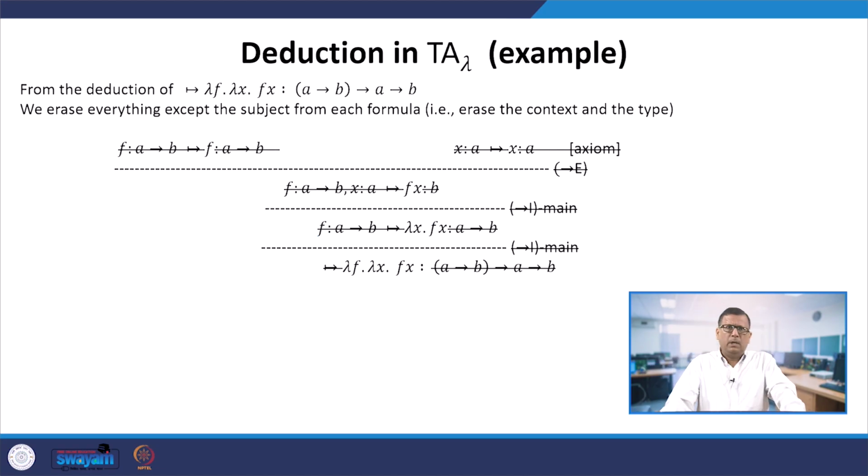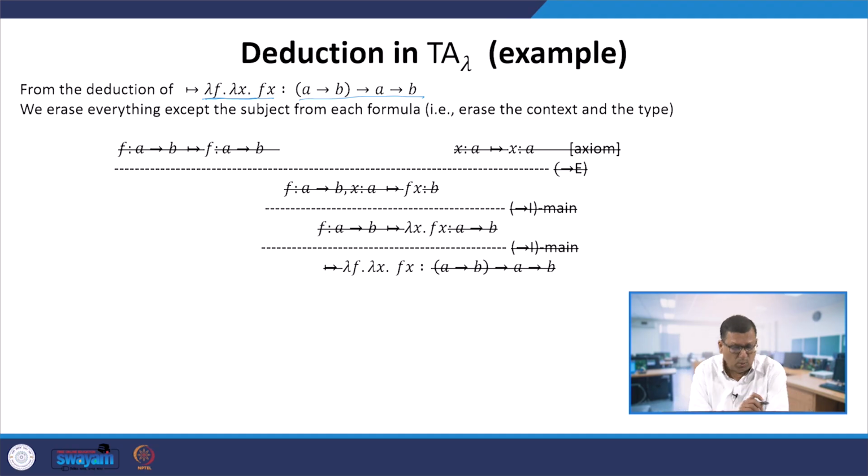Recall that we were trying to understand the relationship between the structure of a deduction in TL lambda and the tree structure of a term. That means if I have a term where the context is empty, m has type tau, we look at the deduction of this and the tree structure of this term m. For the example that we have been working with, this is our m and this is the tau, and we have seen the deduction of m has type tau in TL lambda.